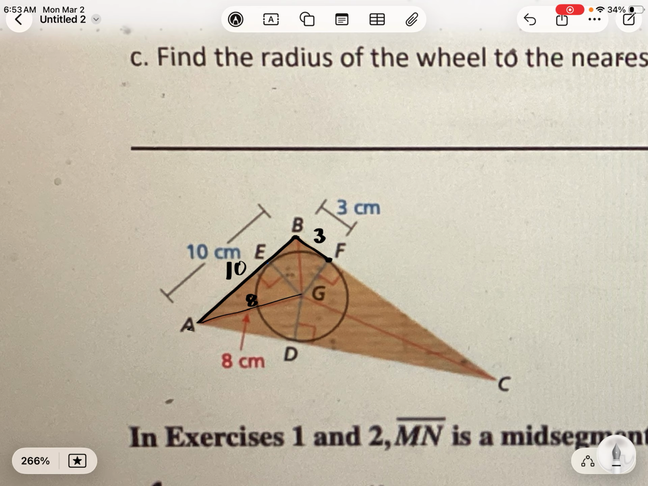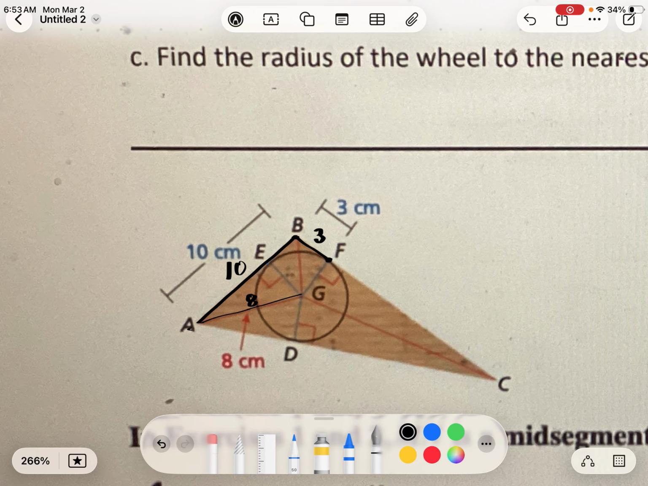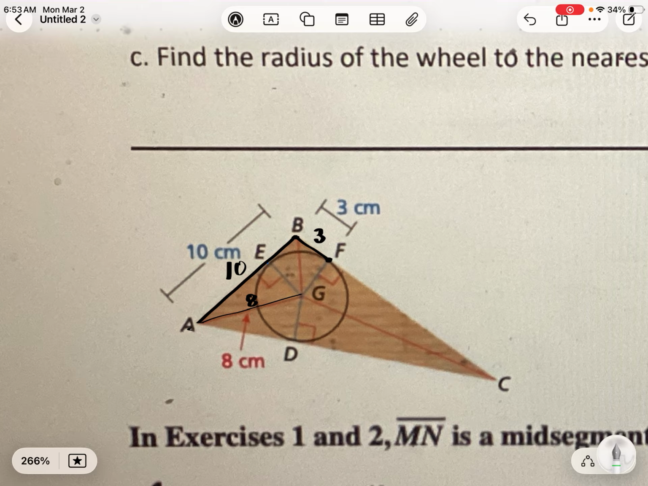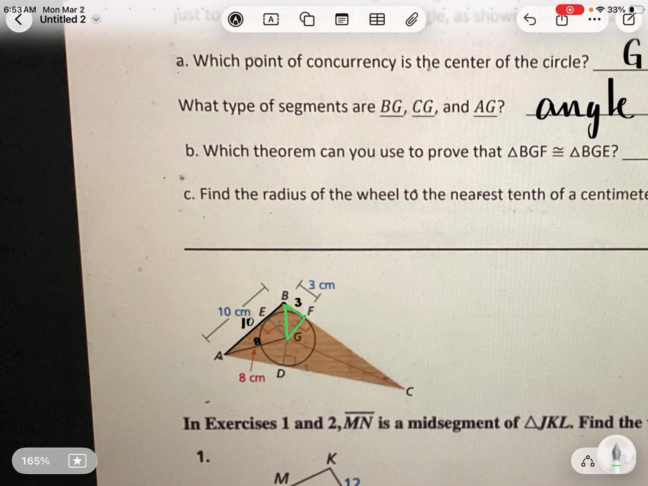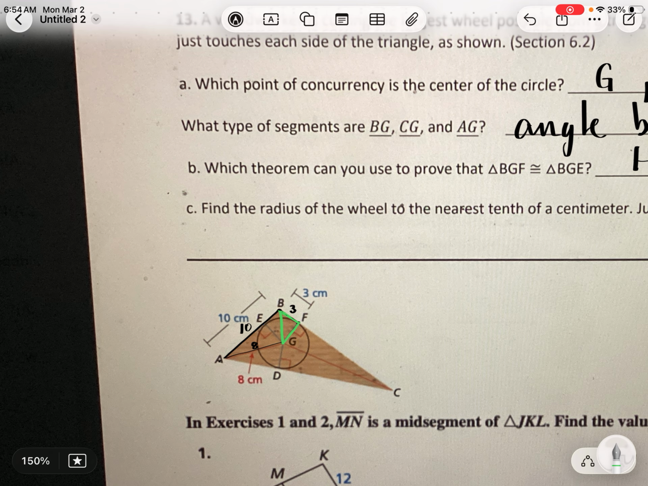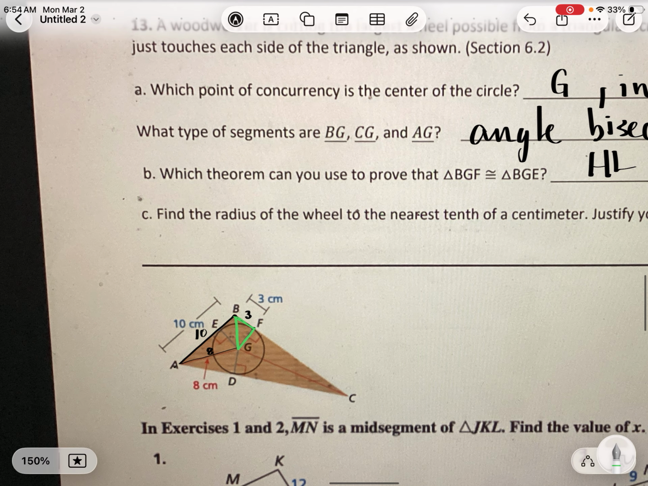Okay? So in order for us to tell, if you think about it this way, let me put this in green. If this goes out here 3, then that's going to be 3 because of that triangle and those corresponding parts, that CPCTC thing that we had last chapter that we didn't really talk about a whole lot, but that's what it is. So that means that the radius would be 3.